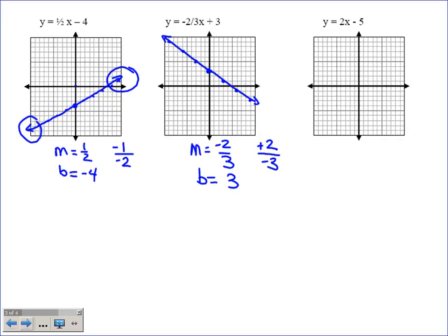Now, what's my slope? It's just 2. The x is talking about a variable. The slope is just 2. What's your y-intercept? Negative 5. What do I do with the negative 5? 1, 2, 3, 4, 5. Oh, that's right where that dark line is. Okay, now what?